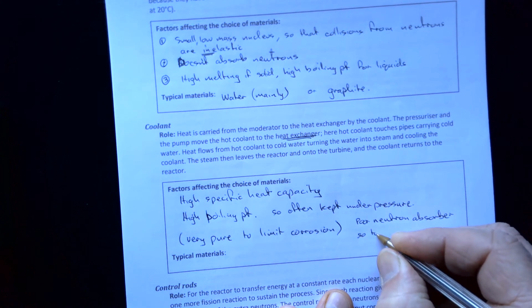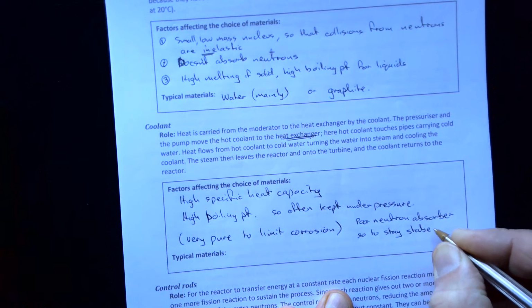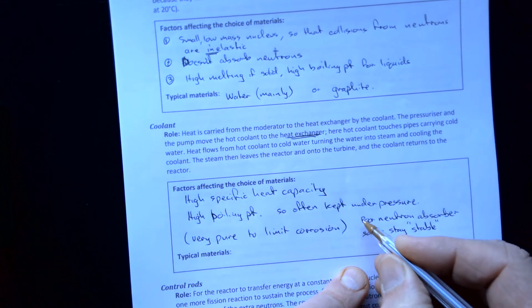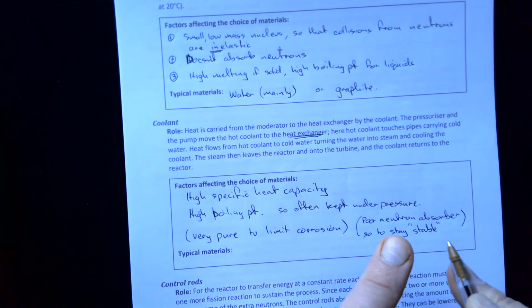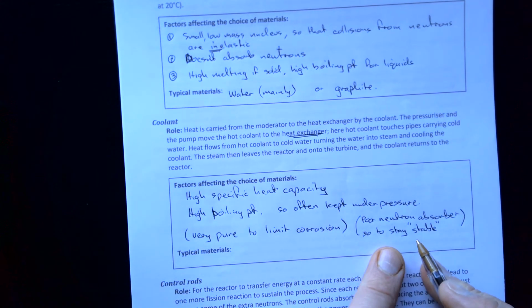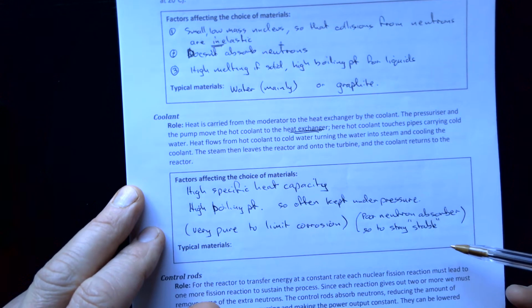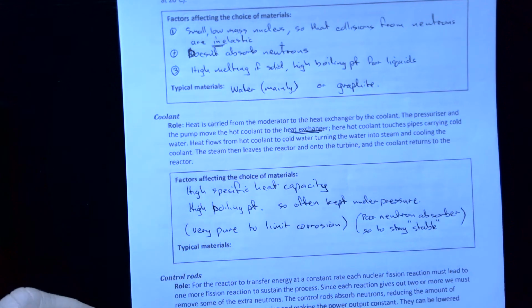So to stay stable. Okay. So that's kind of an important one. Again, it's beyond the course, so I'll put that in brackets. But you want to limit what you make radioactive in terms of waste. If you don't have to treat it as waste, then you want to avoid that, because there's storage problems, which we'll come to in a few minutes. So yeah, poor neutron absorber is good because it doesn't become radioactive.